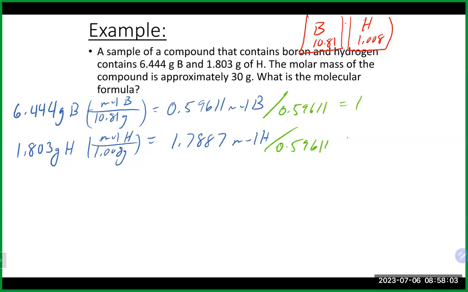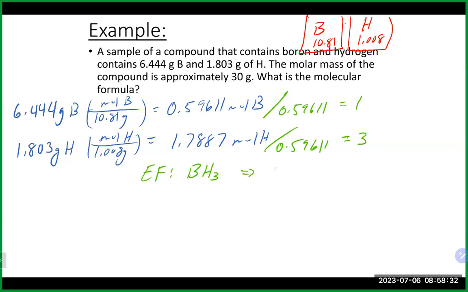That's going to give us a 1 there for our boron, and it'll give us, I believe, a 3 there for our hydrogen. In this case, we did hit all whole numbers, so that is going to be our empirical formula. So our empirical formula here, which is one of the things that we need to calculate our molecular formula, is BH3.